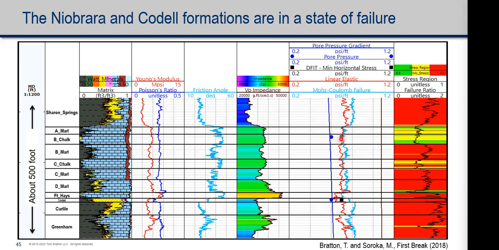And here I've calibrated to a DFIT both the Mohr-Coulomb failure model and the linear elastic model. And this stress barrier you see here between the top of the Niobrara and the Sharon Springs is a result of ductile behavior. Your linear elastic model is no longer appropriate.